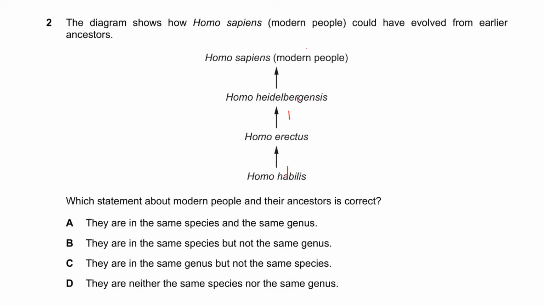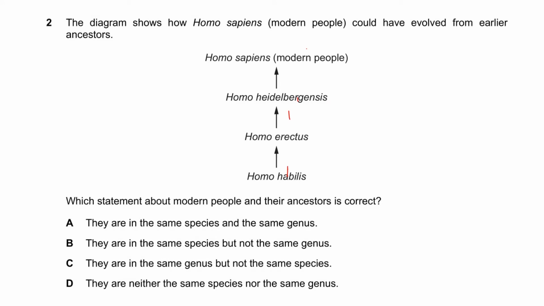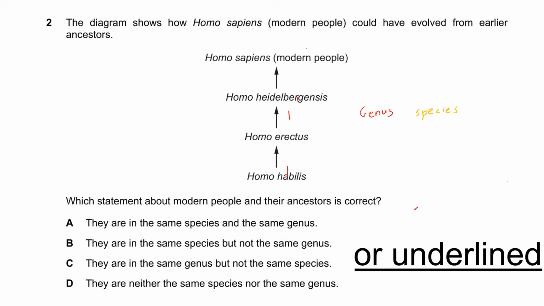Question 2 says the diagram shows how Homo sapiens could have evolved from earlier ancestors. Which statement about modern people and their ancestors is correct? So when given the binomial name of an organism, the first name is always the genus in capital letters, and then the second name is the species in small letters, which is always either in italics or underlined.